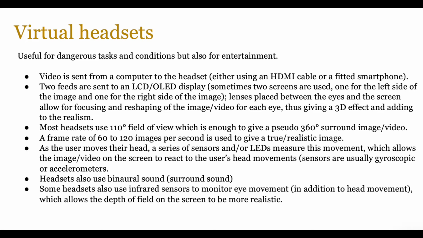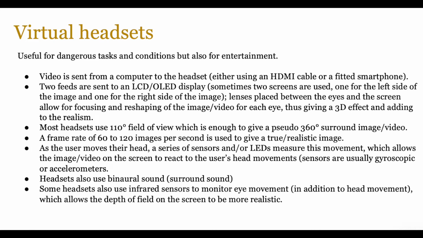Two feeds are sent to an LCD or OLED display. Sometimes two screens are used, one for the left side of the image and one for the right side of the image. Lenses are placed between the eyes and the screen that allow for focusing and reshaping of the image, which gives that 3D effect. And most headsets end up using a 110 degree field of view, which is enough to give a pseudo 360 degrees surround image or video.